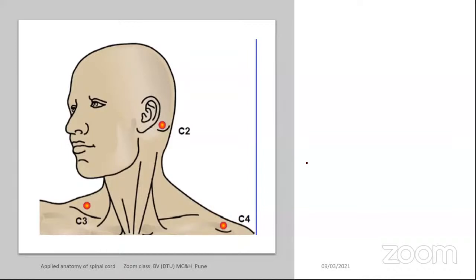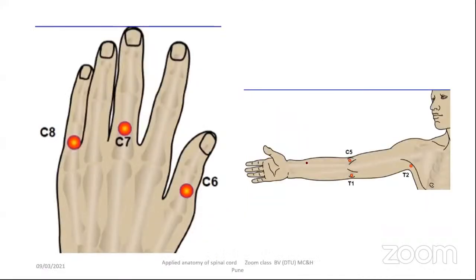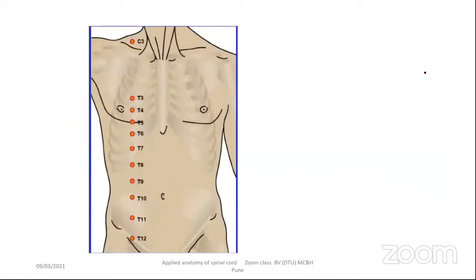C4. Now you look at C8, C7. C6 is the thumb, C7 is the middle finger, C8 is the little finger, and you can see the T1 on the medial aspect of the arm, C5 on the lateral aspect, T2 in the axilla, and you can see the C3, the C4, T4 at the nipple level, T10 at the umbilicus.